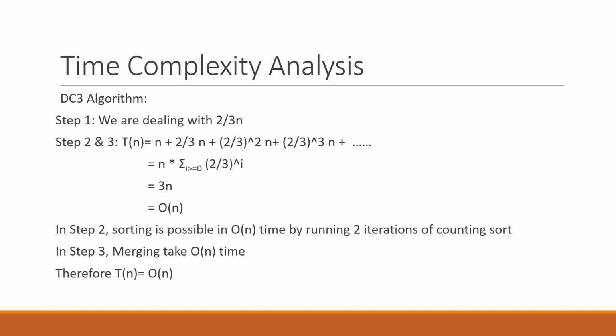Then we make a recursive call and we only have 2/3 of the strings to deal with now, so this step would take 2n over 3. Then again we have a recursive call, so we would have (2/3) squared times n, and so forth. So what we get is a geometric series. The value of this is 3n, and therefore the time complexity would be O of n.